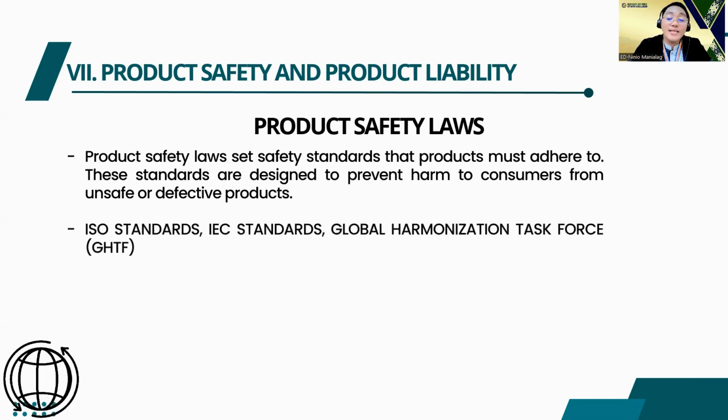First one is ISO standards. The ISO, or the International Organization for Standardization, provides numerous standards that relate to product safety, including specific standards for various products and general standards for quality management and risk assessment. An example of this is ISO 9001 for quality management systems.